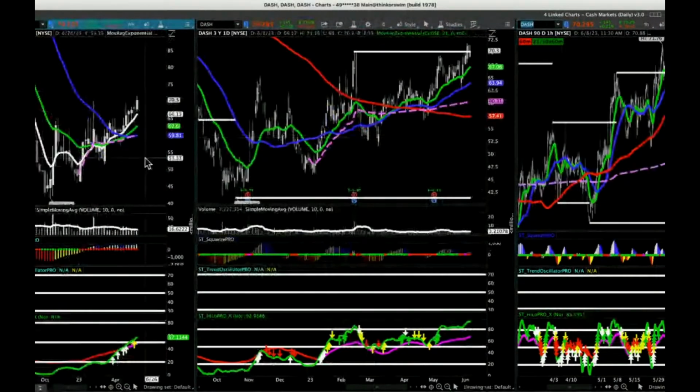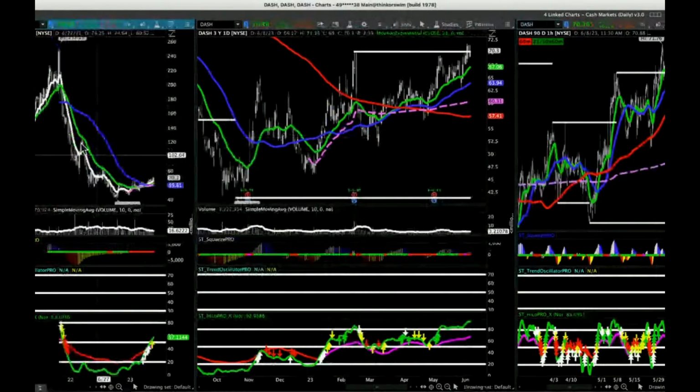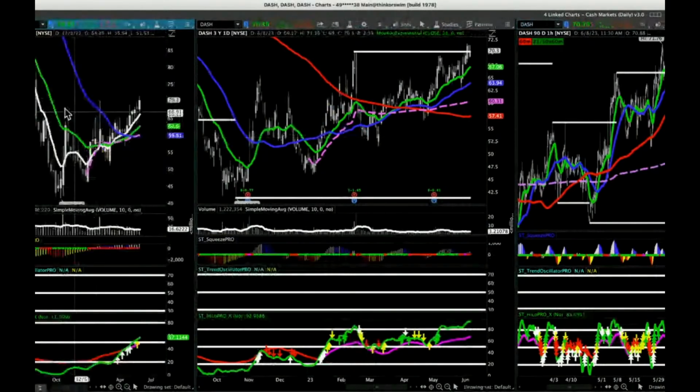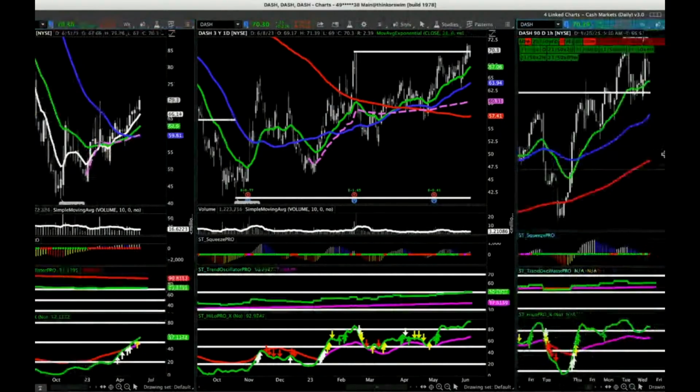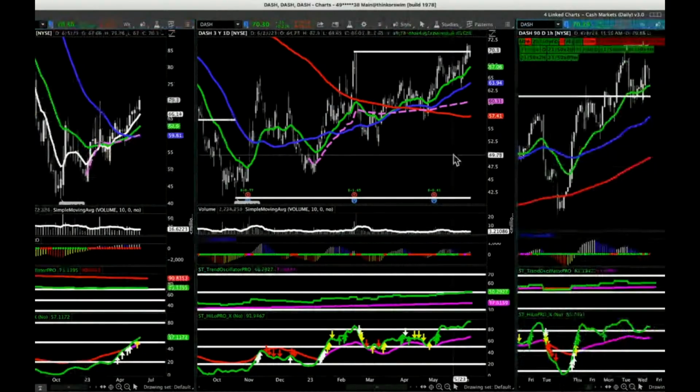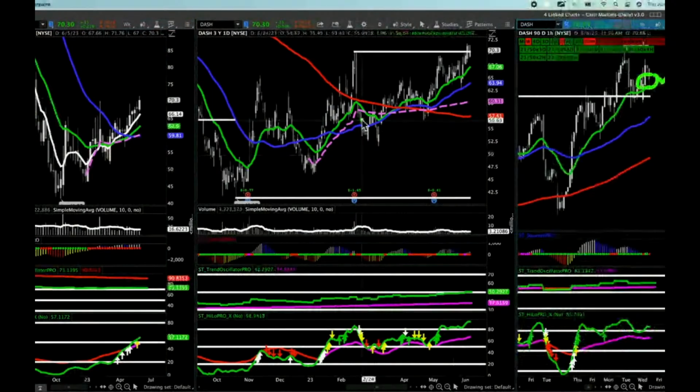Dash is interesting because it hasn't existed long enough to have a weekly 200. So it skews it just a bit. But let's just play the game. So what's the game? We're looking for moving averages with an angle up, and we're looking at the condition of the momentum indicators.